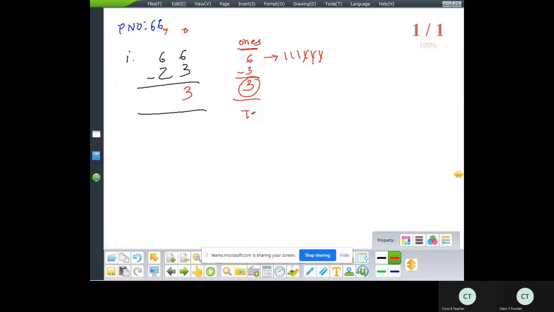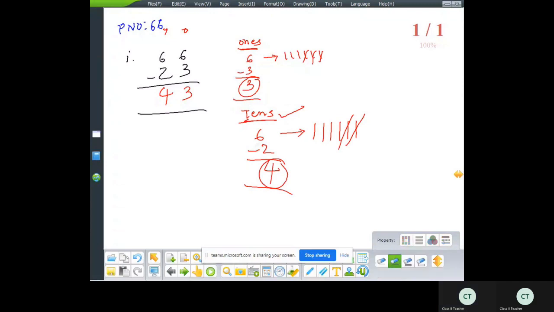Now 10's place. The digits from 10's place are 6 and 2, so 6 minus 2. It means 2 is subtracting from 6. 1, 2, 3, 4, 5, 6. From 6 we remove 2 lines. After removing 2 lines from 6 lines, there are 4 lines. 6 minus 2 is equal to 4. This answer 4 we write in 10's place. After subtracting 66 minus 23, the answer is 43. 66 minus 23 is equal to 43.